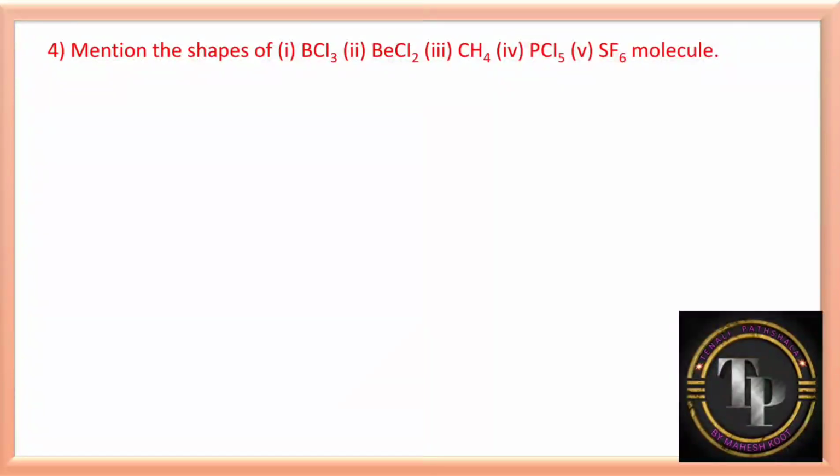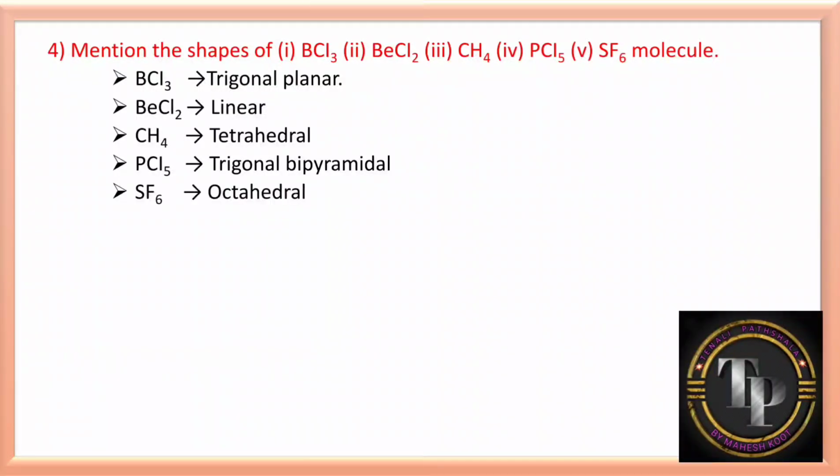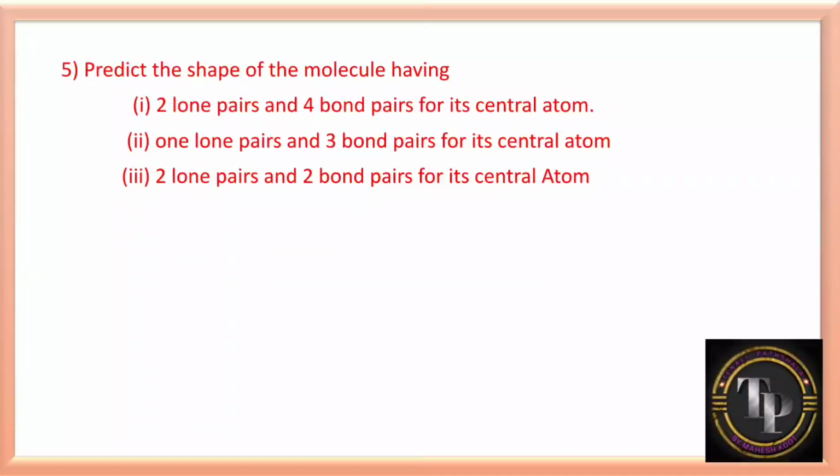Mention the shape of BCl3, BeCl2, CH4, PCl5, SF6 molecules. BCl3, 3 bond pairs are there: trigonal planar. BeCl2 is linear because only 2 bond pairs are there. CH4 is tetrahedral, PCl5 trigonal bipyramidal, SF6 octahedral. All these structures are given in the NCERT, you see once, guys.